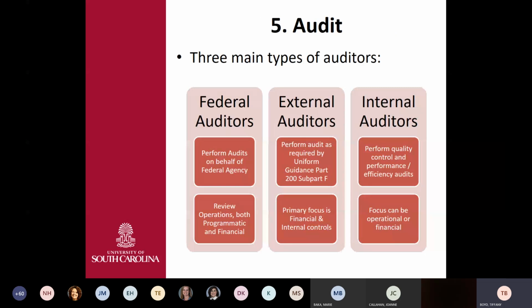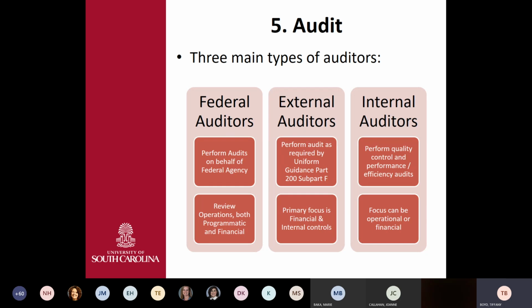So then that takes us to the last step. So we've closed out the award, we monitored the award, we've closed out the award. So now we get to that final step where the award at some point is going to be audited. And there's three main types of audits. You got federal audits, external audits, and internal audits.